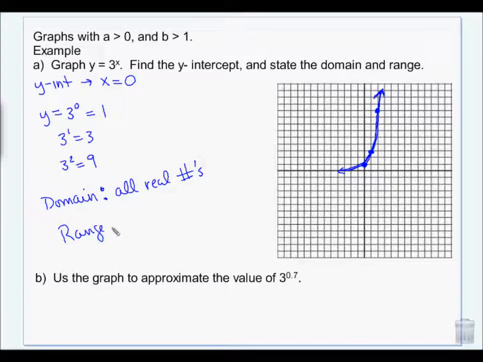My range, however, I cannot put in any exponent that will turn a 3 into a 0. If I put in negative exponents, it turns into fractions. Like 3 to the negative 2 is 1 over 3 squared, so that's 1/9. If I put in a fractional exponent, we haven't talked about those yet, but that's the square root of 3. Still doesn't give us 0. There's nothing that I can put in as an exponent that's going to turn this 3 into a 0. So my range is y is greater than 0. And I know it's greater than because it's going up really high over here.